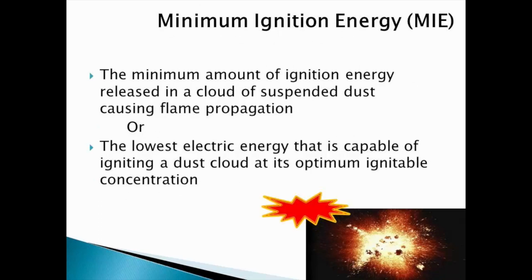It is defined as the minimum amount of ignition energy released in a cloud of suspended dust, causing flame propagation, or the lowest electric energy that is capable of igniting the dust cloud at its optimum ignitable concentration. The dust-air mixture can be more easily ignited if the MIE value is lower. The ignition energies for dust clouds generally require 1 to 10 mJ.